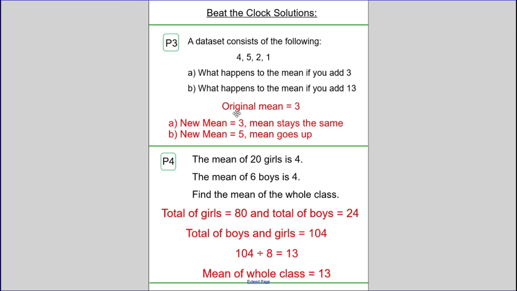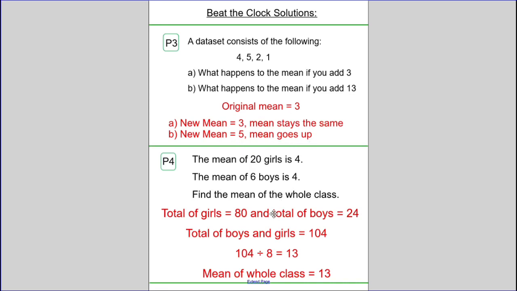So for the first question, the original mean is equal to 3. Using this data set, there are 4 numbers and you need to add them and divide by 4. When you're doing part A and B, remember to divide by 5. So the new mean is equal to 3 for part A if we add the number 6, and the mean stays the same. For part B, the new mean equals 5 if we add 12, and we notice that the mean goes up.